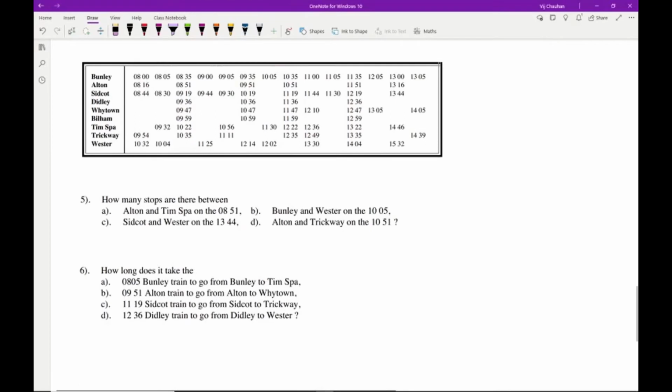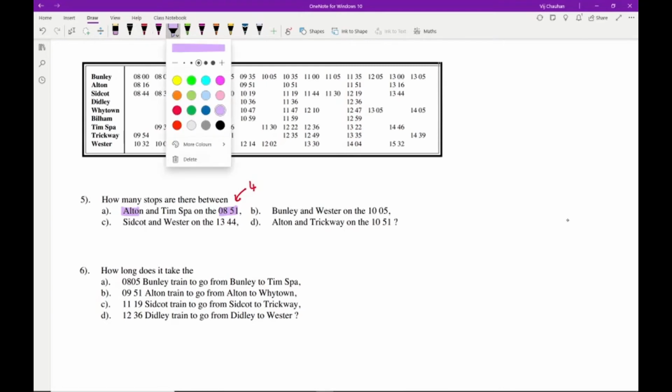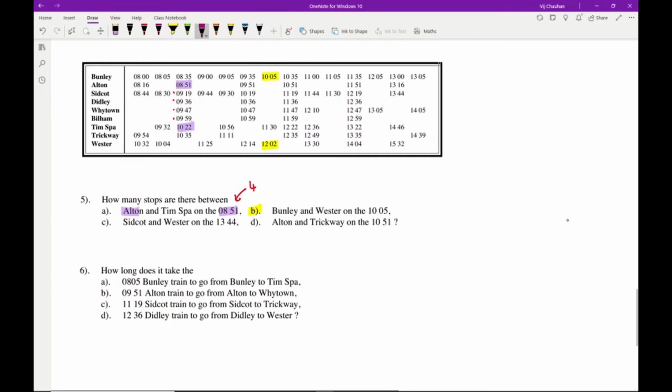So with question 5 it says how many stops are there between, and then question A is Alton to Tim Spa at 8:51. So the first thing we need to do is highlight this train, so we're looking for the Alton at 8:51, so that's this train here, and we're stopping at Tim Spa. So what I want to do is calculate how many stops the train is going to make. Well, that's the first stop, 2, 3, 4 stops, so then the answer there is going to be 4. For B, let's get different highlighters. Here we're getting the Burnley 10:05 train, so highlight the Burnley 10:05 train. It's going to stop at Wester, so you can see there that that is only going to make 1 stop.